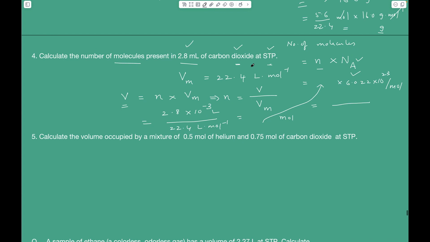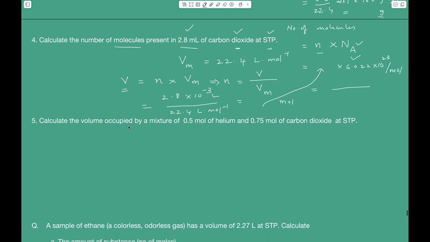Now the next question is very interesting. We are asked to calculate the volume occupied by so many moles of helium and so many moles of carbon dioxide at STP. First, you have to make sure that these two are gases at STP, and of course they are both gases at STP. You must know that. Secondly, understand that there is no chemical reaction between helium and carbon dioxide. So they are non-reacting gases.